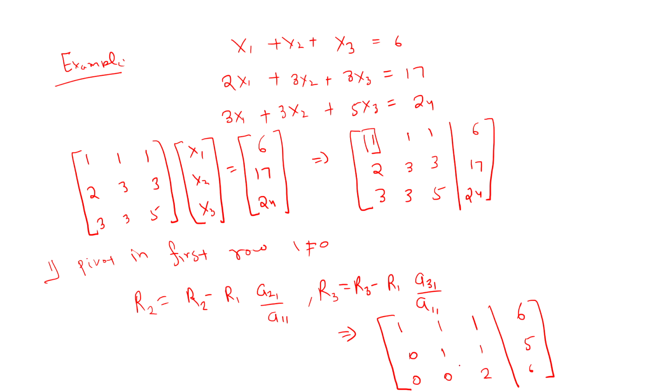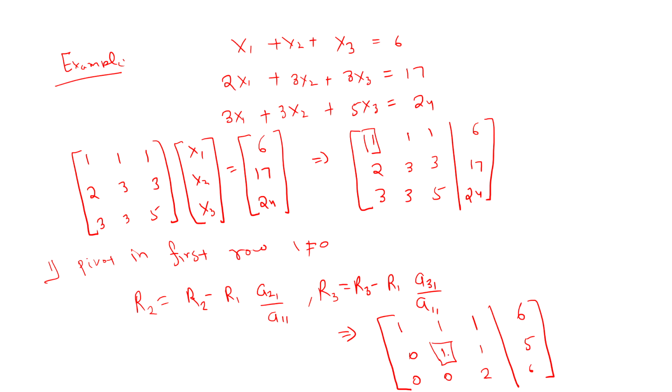Now, the second step is to select the pivot in the second row. This is 1, but we can see that without doing any row operations, the elements below this pivot are already 0, so we don't need to do any further row operations. So essentially, without going to the next row, we have converted this matrix into an upper triangular matrix.